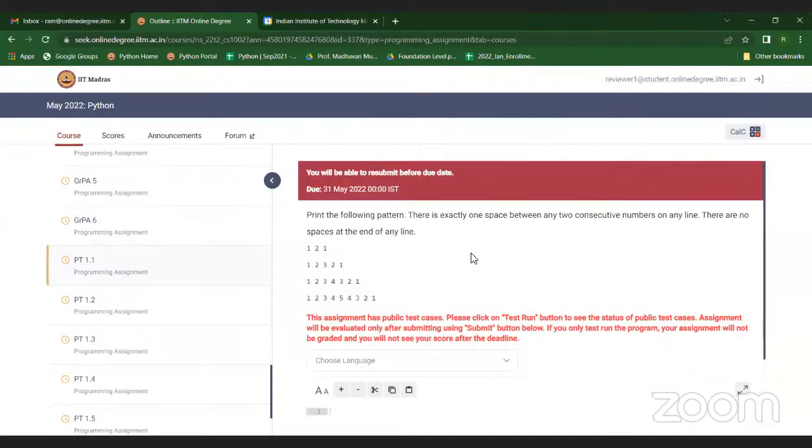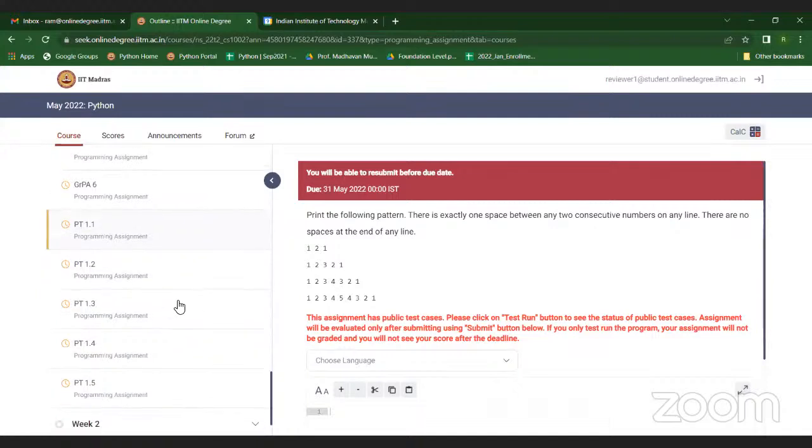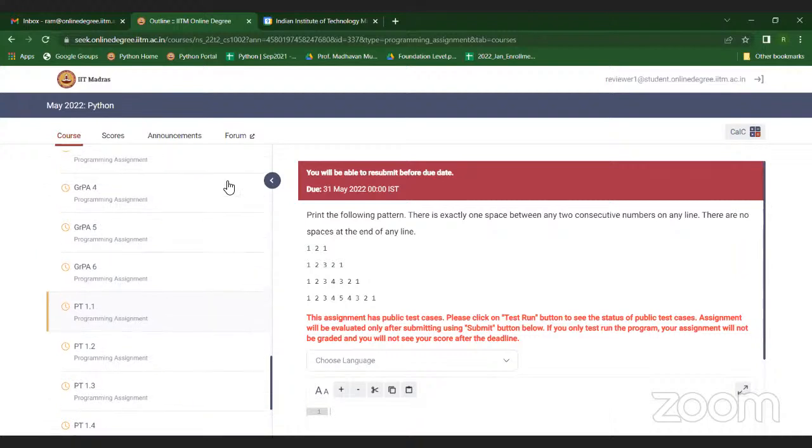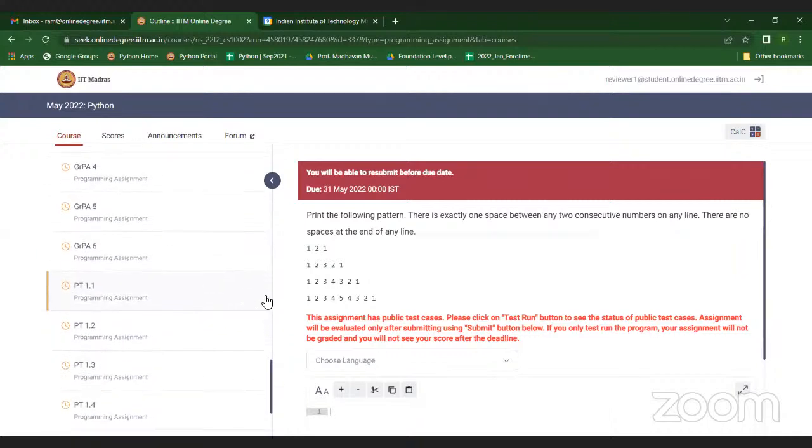Hello again. In this session, we'll be solving PT problems. These are practice test problems. They are a bit more difficult than the GRPA problems which you'll be seeing. But the practice test problems won't be graded. Only the GRPA and the graded assignment will be graded. So we'll try to solve these problems using the concepts which you have learned from week 1. Is that okay?